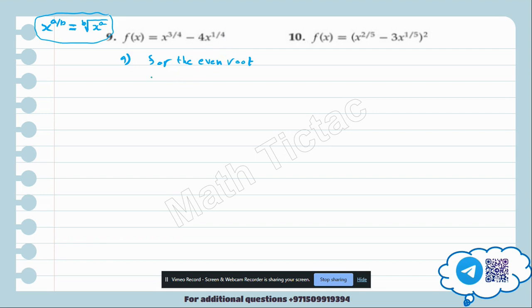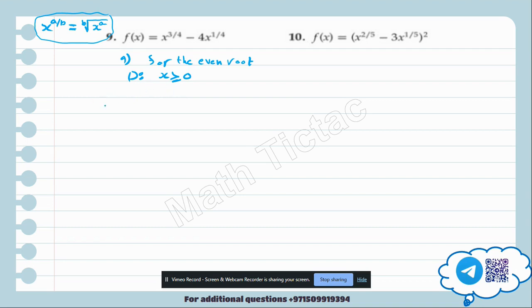Now for the even root, the domain will be the expression inside the root, which is x over here and over here. Okay, it will be greater than or equal to 0. So this is the domain: x, the expression inside the root, greater than or equal to 0. So any number less than 0 will be rejected. We cannot consider this as a critical number. Okay, so this is the domain.